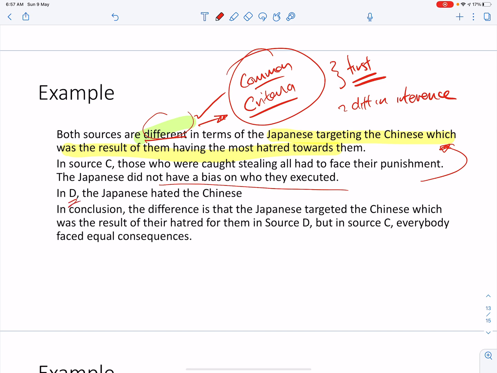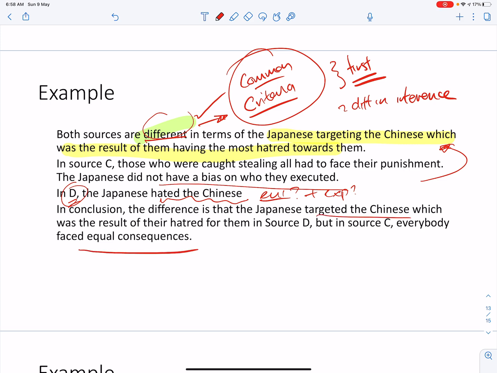So in D, the Japanese, don't write this, I write the full insults. D, the Japanese hated the Chinese. Okay. In conclusion, so where's my evidence? Where's my evidence? Where's my explanation? Again, it's gone. So the format for this is totally wrong. In conclusion, the difference is that the Japanese targeted the Chinese, which was the result of everybody's hatred towards them, but everybody faced equal consequences.